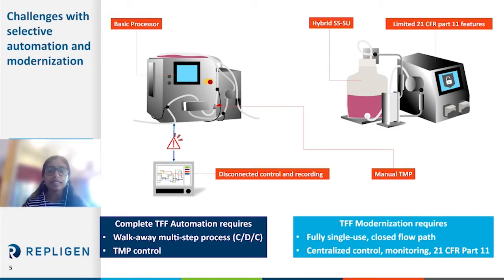Now, to achieve complete automation, the operator should be able to walk away even with multi-step processing, and the TMP should be able to be controlled automatically. On top of that, modernization is key to ensuring repeatability and compliance. To have a modern system means to have centralized control and monitoring, 21 CFR compliance, and a fully closed single-use flow path that can be integrated into the system.